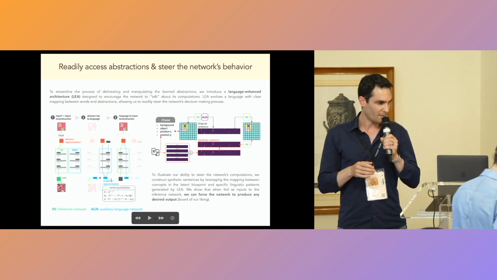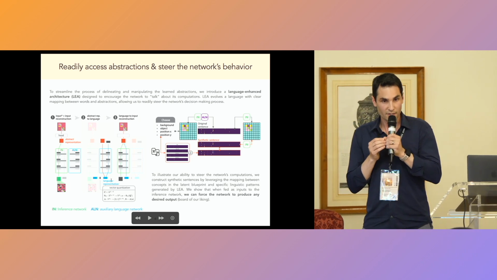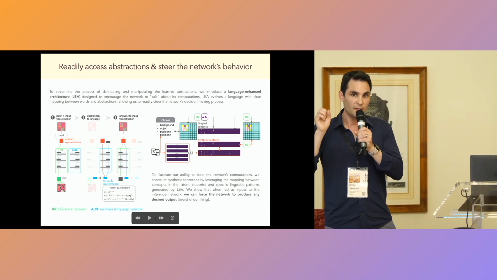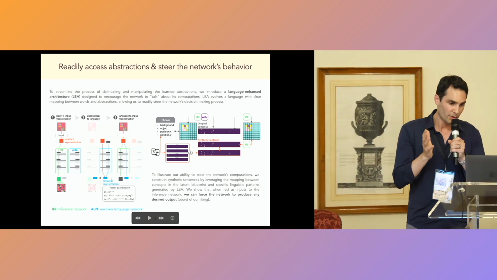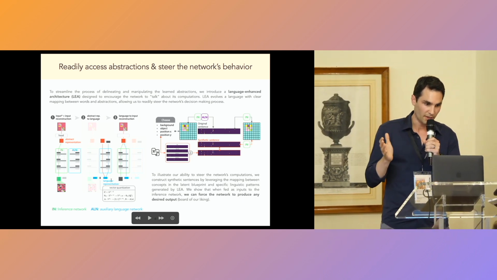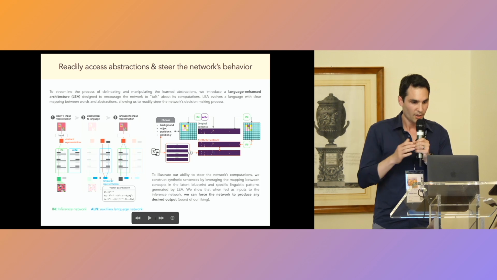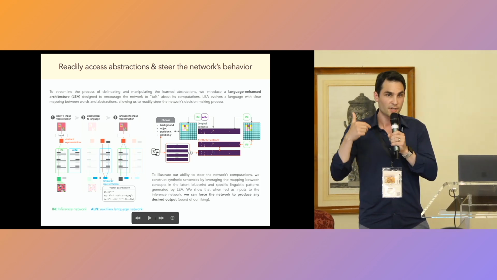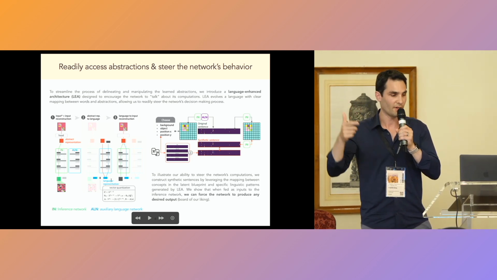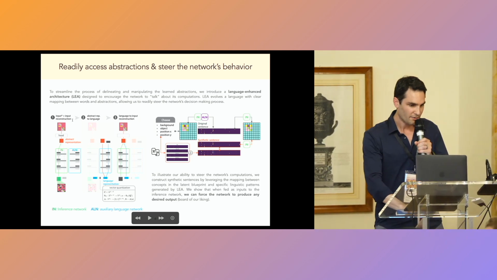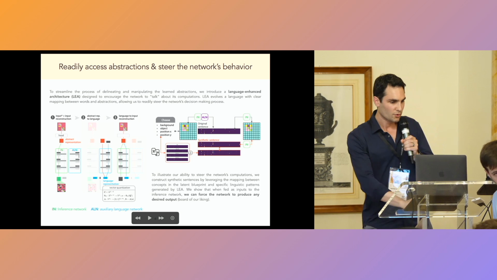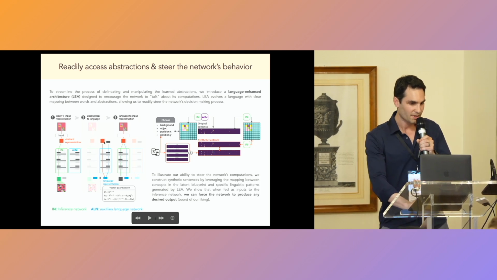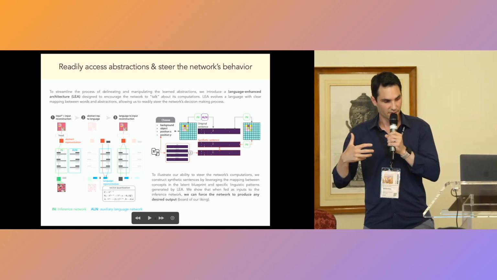Now, to wrap this up, what we wanted to do is come up with a way to more easily delineate and manipulate those abstractions. So we came up with a novel architecture that we call the language enhanced architecture, or LEA, which is designed to force the network into telling us what it's learned through the self-supervised learning process. We have, in addition to our inference network, a second network whose role is to take the abstract representations of the first one and convert them into a sentence-like representation.